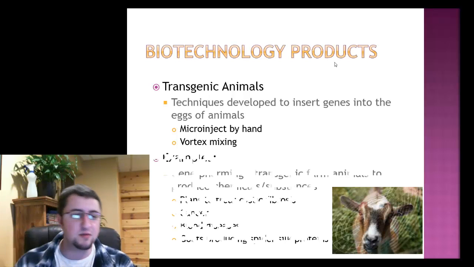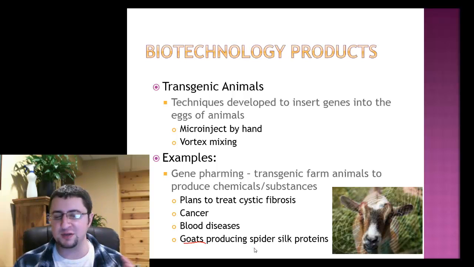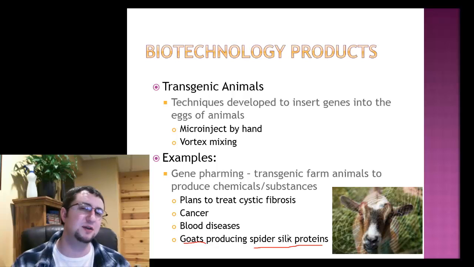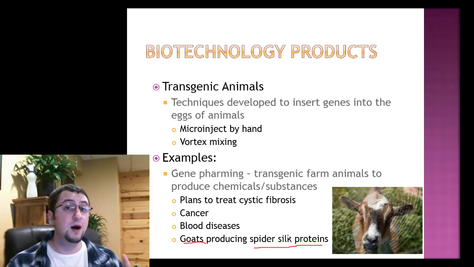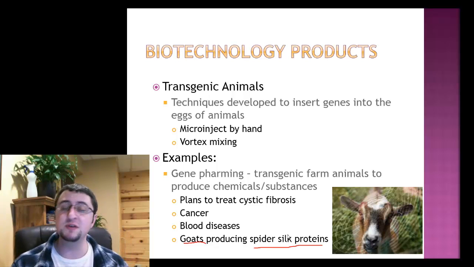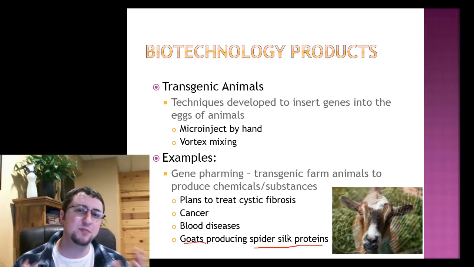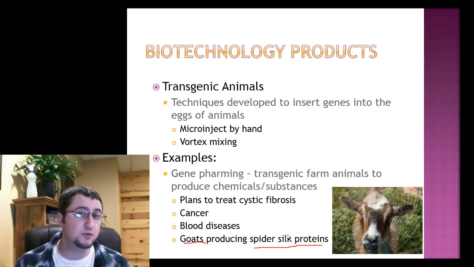Some examples of that, one of them really is kind of cool actually, where we put genes for producing spider silk proteins into goats. Now, what I mean by spider silk is spider webs. Spider webs are made by proteins that spiders produce. Now, what is the benefit? Well, actually, spider webs are one of the strongest materials known to man.